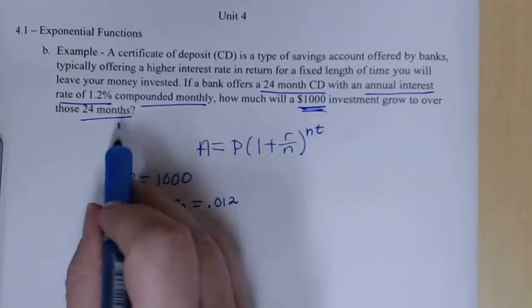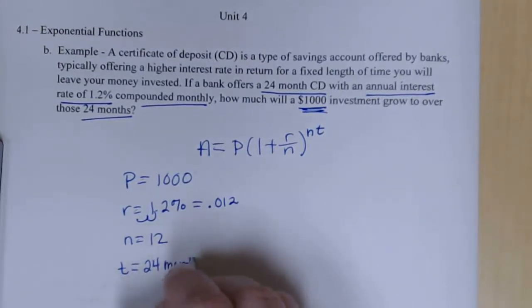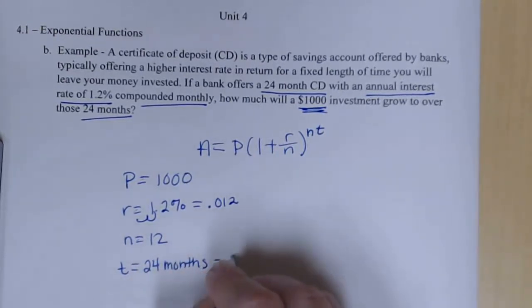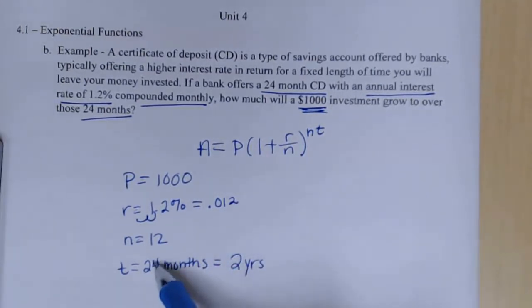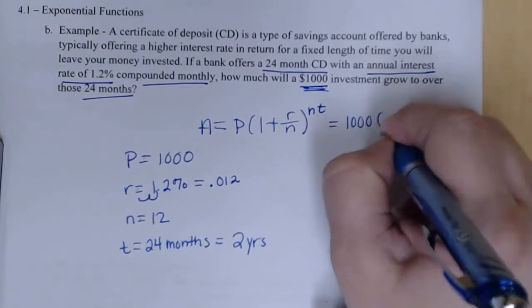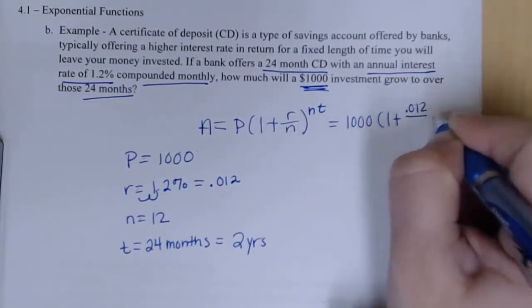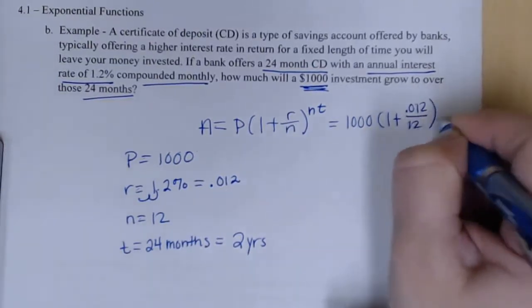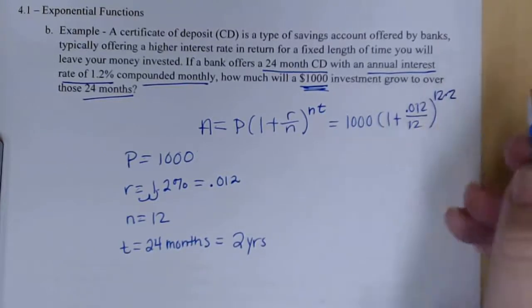And then time, it's over 24 months. Well, remember, that is in years. So 24 months will be equal to 2 years. If you miss this unit and use 24, you're going to get a much bigger answer than you need. Now I'm going to plug it in. So this gives me 1,000 times 1 plus 0.012 divided by n, which is 12, raised to the 12 times 2.